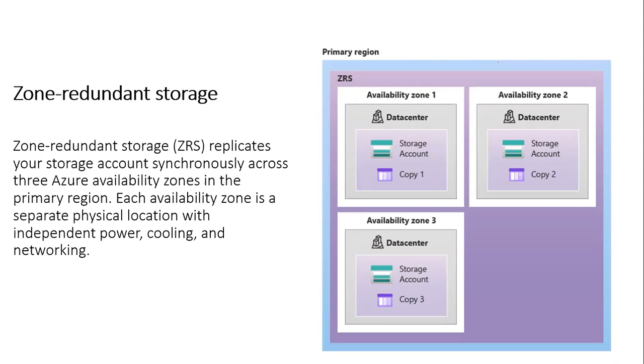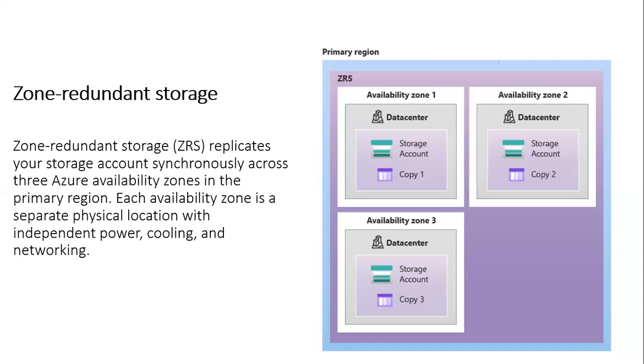available zones in the primary region which you are selecting. So if I am selecting Australia, what it will do is find three available zones in the Australian region, nearby zones, and it will create three copies of your storage account.